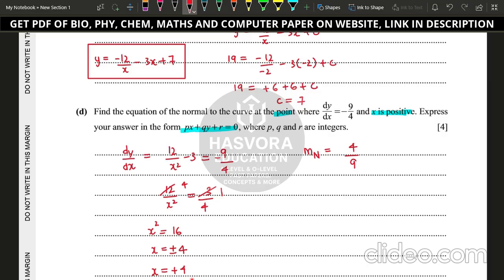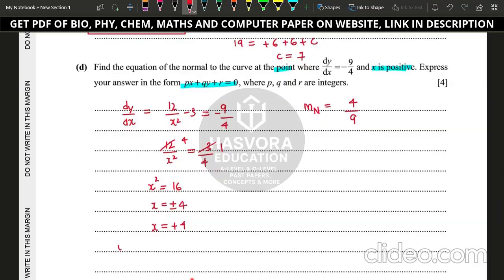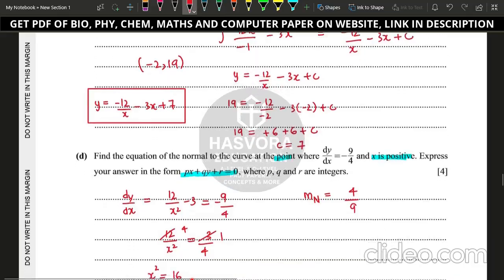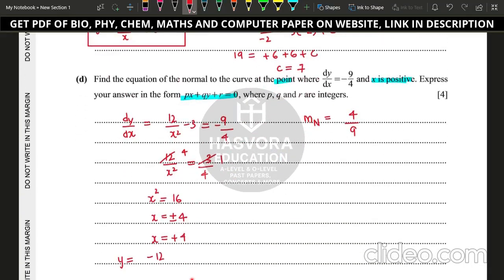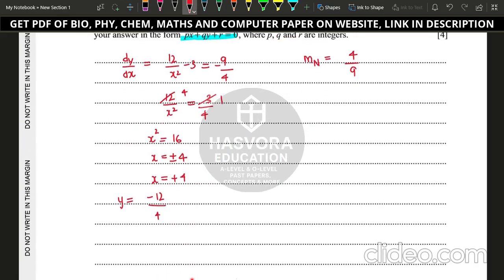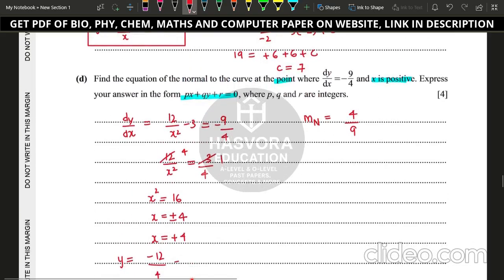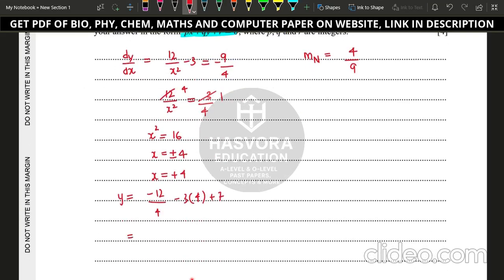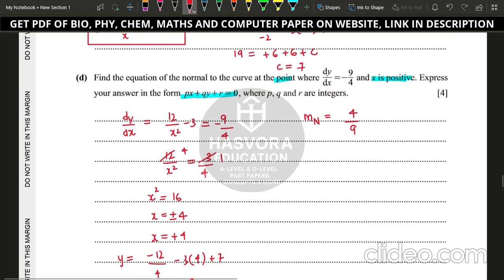So let's also see what is the y coordinate at x equals 4. The equation is minus 12 over x, which is 4, and then we have minus 3 into 4 and then plus 7. This will give us minus 3 minus 12 plus 7. So this will become minus 15 plus 7, which will give you minus 8. So the y coordinate is minus 8. So 4 comma minus 8 is your point.